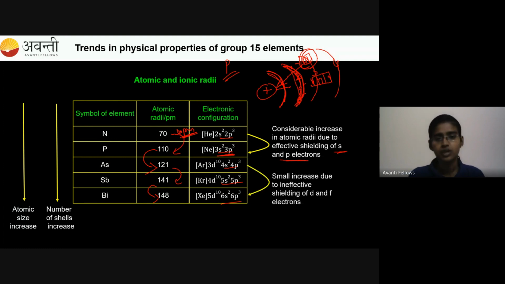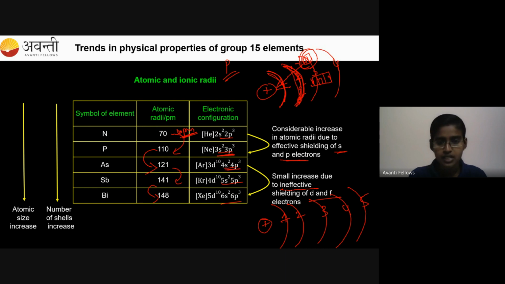due to the ineffective shielding of d and f electrons. So if I am going for, what can I say? Okay, I'll take arsenic. Okay, this is the nucleus of arsenic. Shell number 1, shell number 2, shell number 3, shell number 4, and shell number 5. What is the configuration for arsenic?